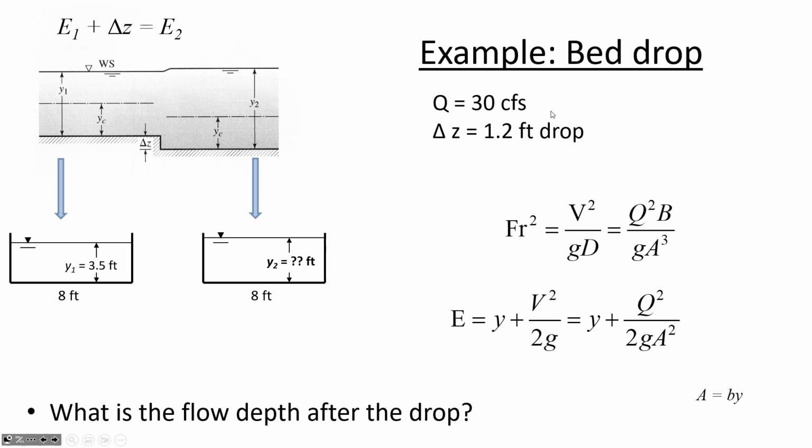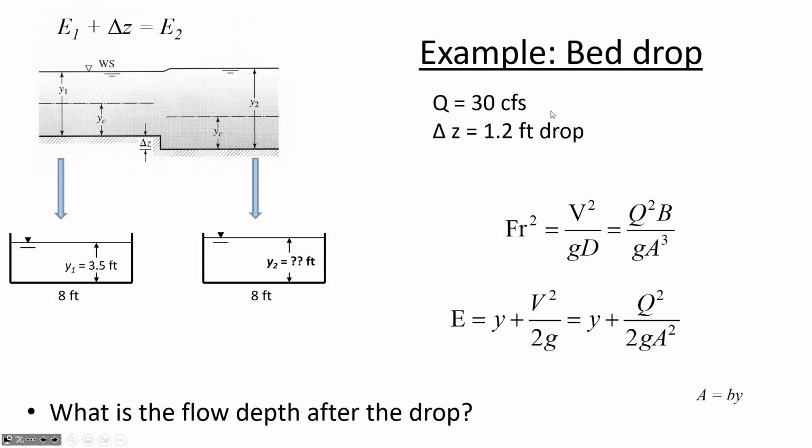So we've got a rectangular channel here. There's a couple of ways to diagnose the flow regime. You can either calculate the Froude number, or you can compare the given depth to the critical depth. Well, let's look at both. First of all, the Froude number is going to be Q squared times B divided by g A cubed, and all of that's to the 1/2 power.